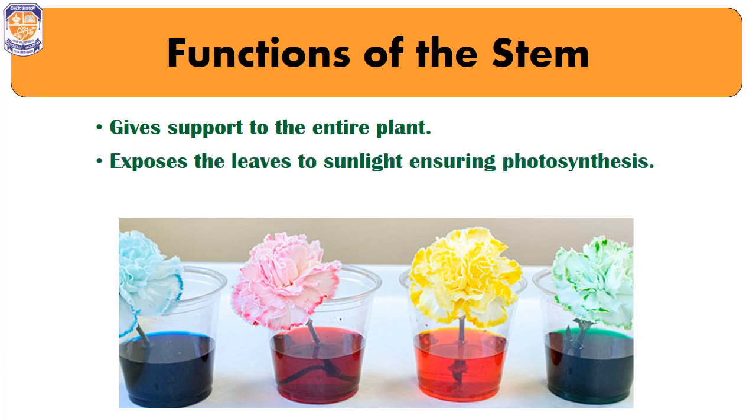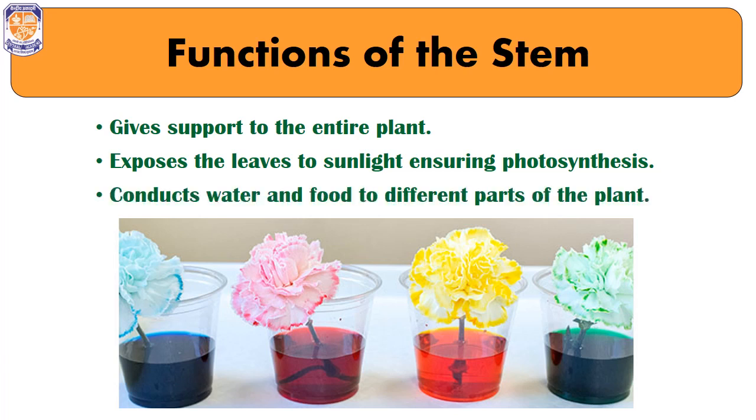Then the next function of the stem is that the stem exposes the leaves, the flowers and the branches to sunlight, which helps it to carry out photosynthesis. Because of photosynthesis, the leaves are able to make their own food.